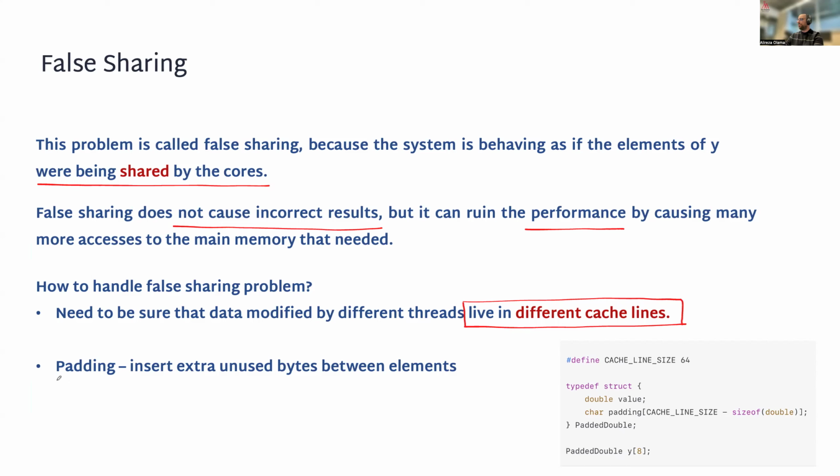And to do that, we can use something called padding, which roughly means you can insert extra unused bytes between the elements, right? So if you have an array with 8 bytes, you just fill in between with some unused bytes, right? To exceed the cache line size, then you will get different cache lines.